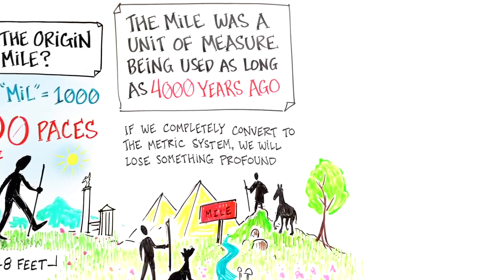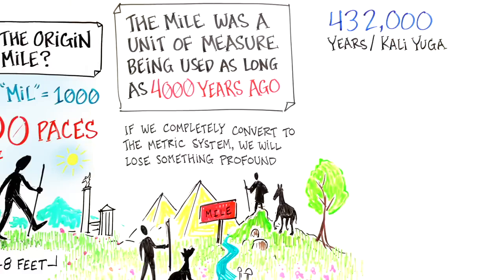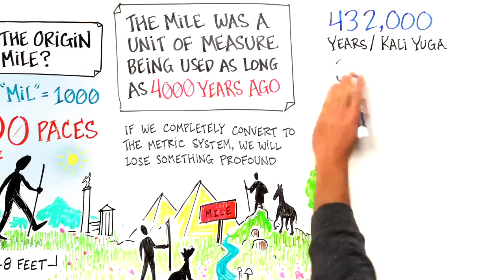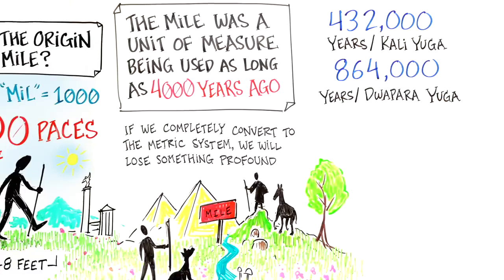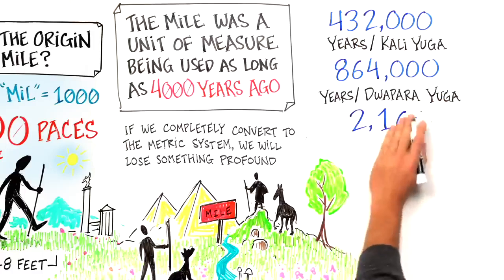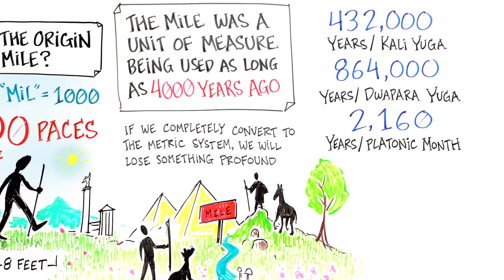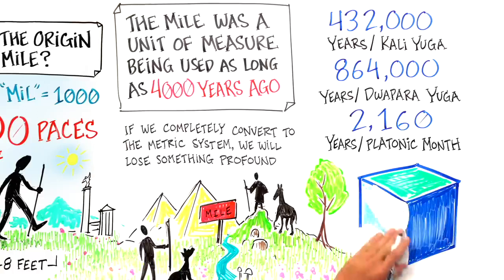All right, remember what was the length of the Kali Yuga? 432,000 years. What was the length of the Dwapara Yuga? 864,000 years. What was the length of a Platonic month? 1/12 of the great year. Anybody remember? 2,160 years, right? The same number of degrees that measure the cube.